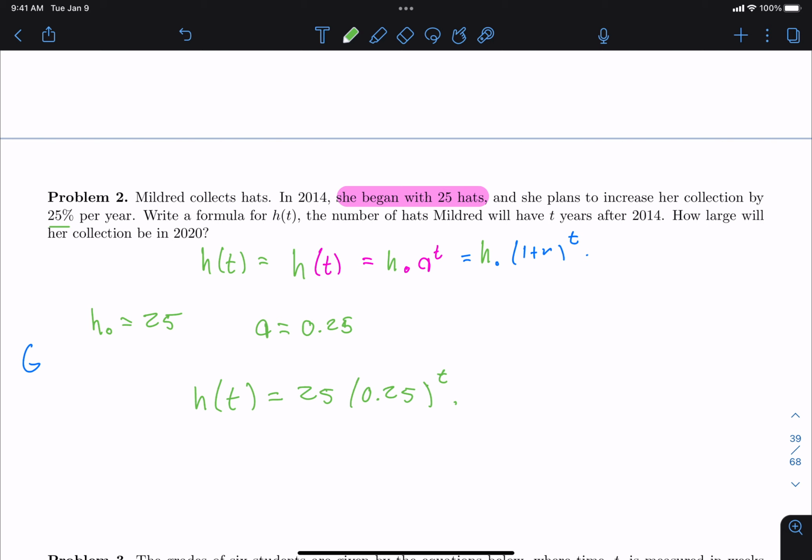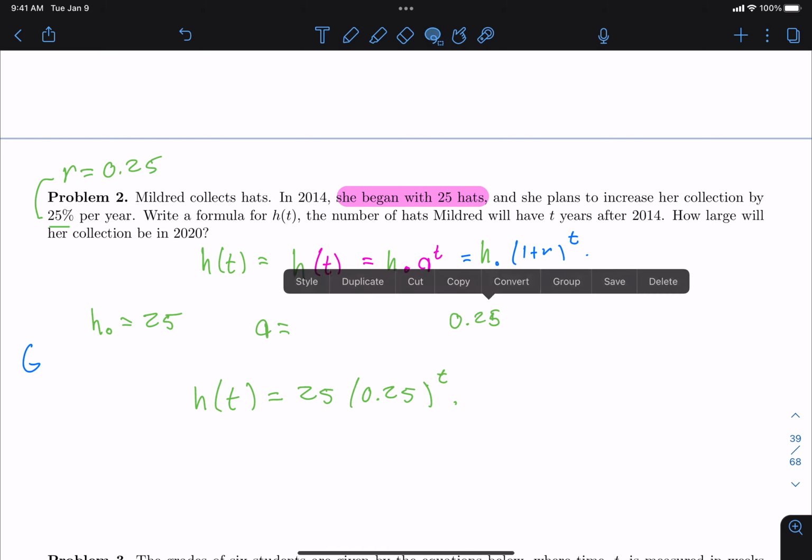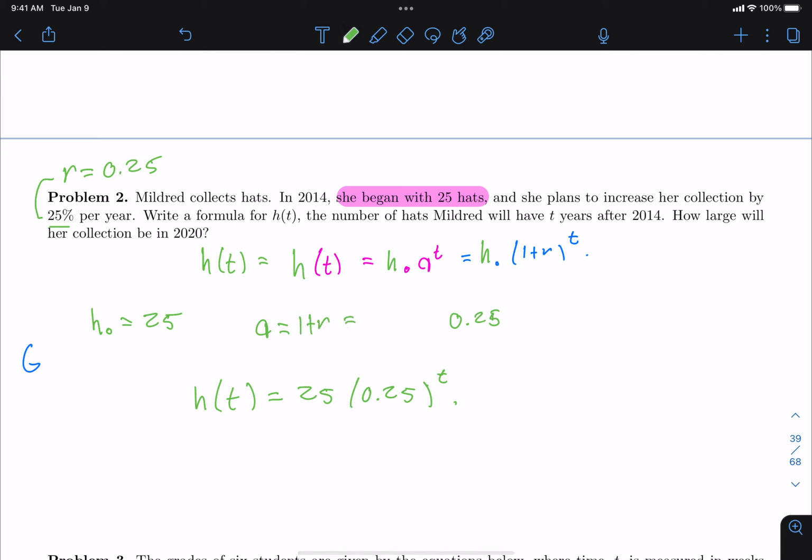What does the problem say? She plans on increasing her hat collection, not giving them away. So instead, we want to make sure we include our A value here. What this is actually telling us is that R is 0.25 and therefore A is going to be 1 plus R, which is 1 plus 0.25, which is 1.25. So the correct formula should be 25 times 1.25 to the power T. Okay? Any questions on that so far?